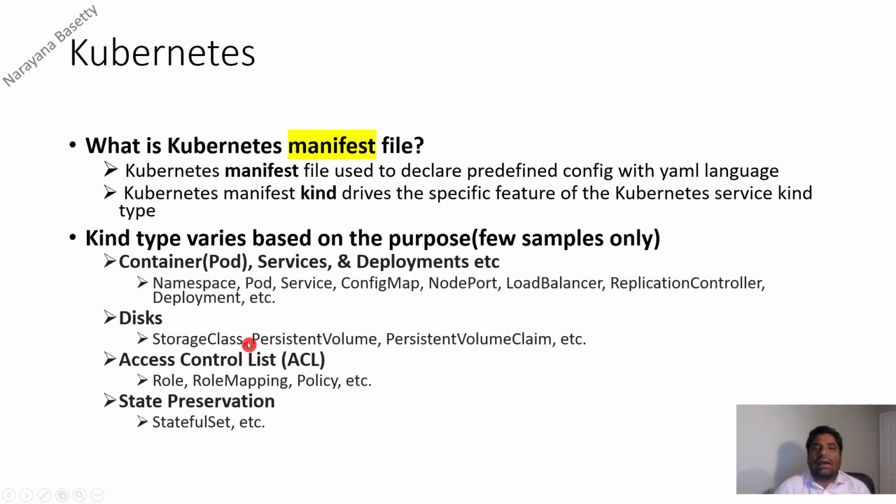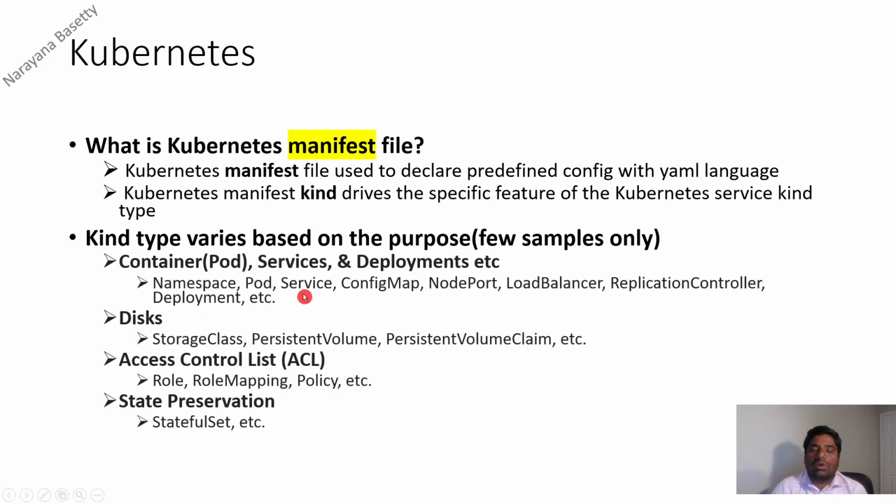Kubernetes kind types vary based on the purpose. If I want to run a container, that is called a pod. If you want to expose that container's ports to the application, call it a service. A deployment is when you want to deploy more than one containerized image, and yes, you can do that. So there are different types, and here I am specifying a few of them. Namespace is one kind. Pod is another kind.